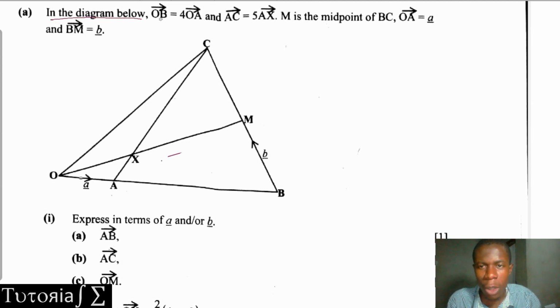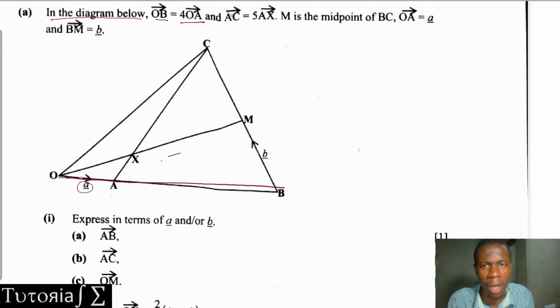In the diagram below, OB, which is this length here, is 4 times OA. So OB, this entire length, is 4 times OA, meaning that when you add this point and that point, you should get 4 times that point from here to here. Okay, so OB is 4 times OA.